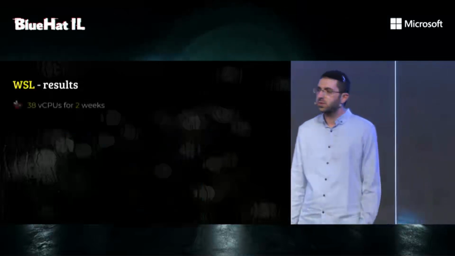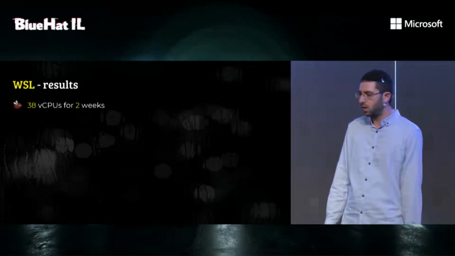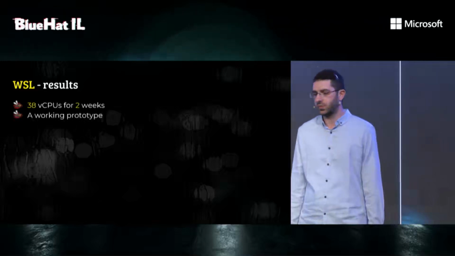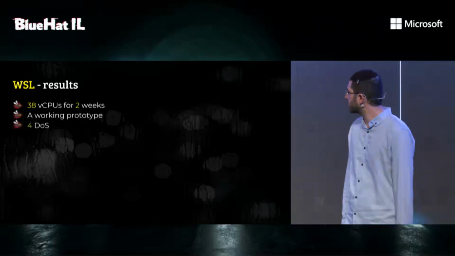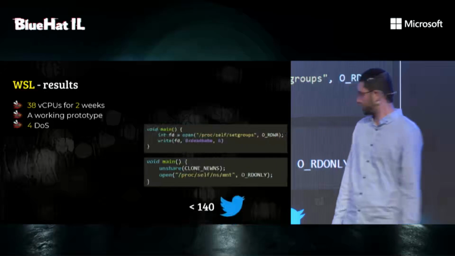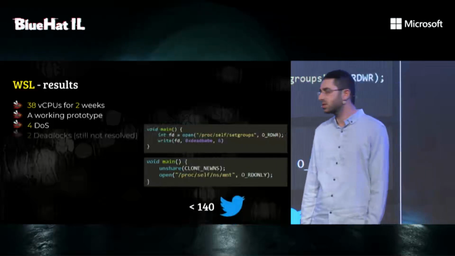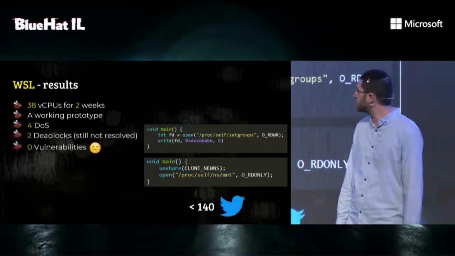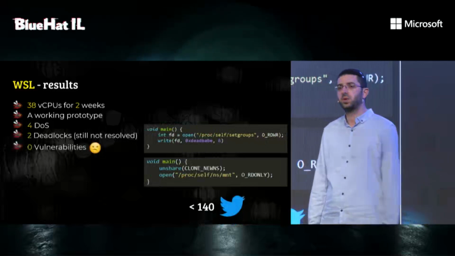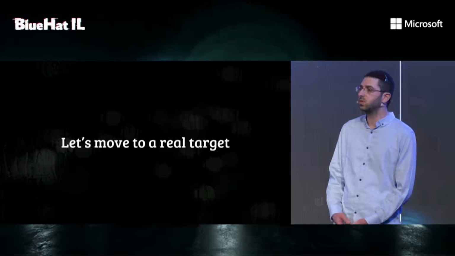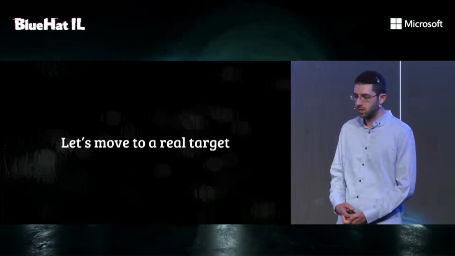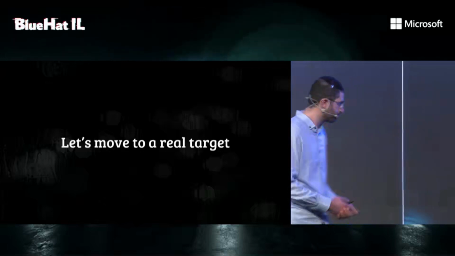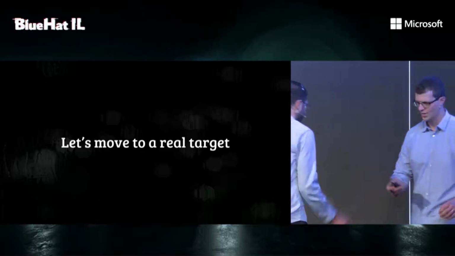So after 2 weeks of fuzzing, we got a working prototype for Syzkaller on Windows. 4 denial of service bugs, 2 that fit in a tweet, 2 deadlocks that are still not resolved, but 0 security vulnerabilities were found. We were a bit disappointed, but we decided to move to a real privilege escalation target. So now Yoav will come and talk to you about our next target.